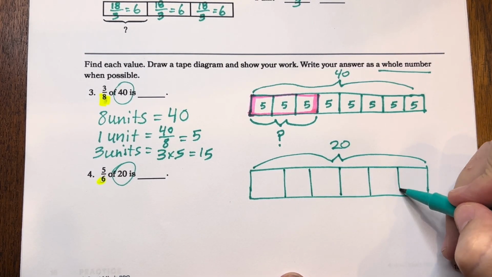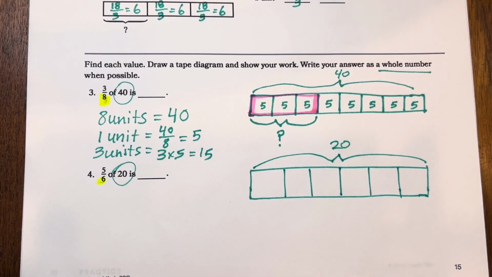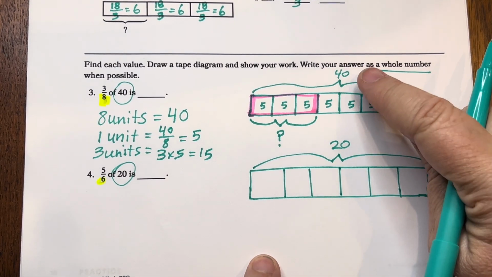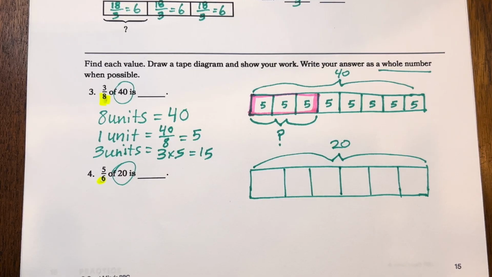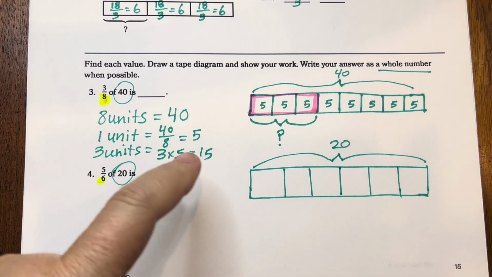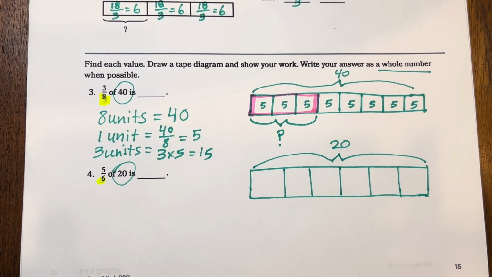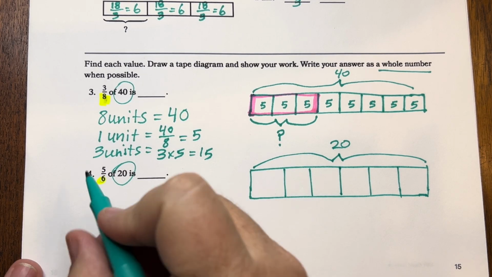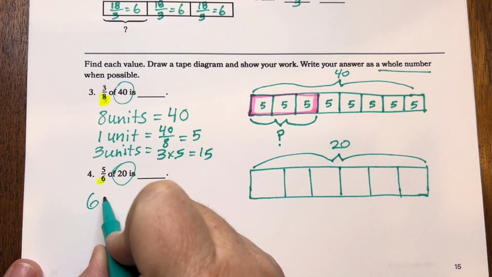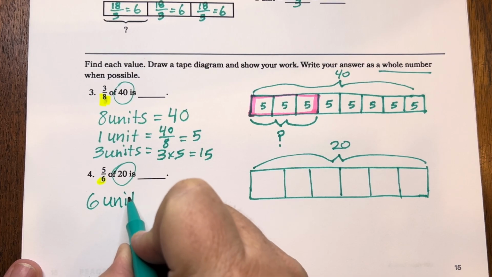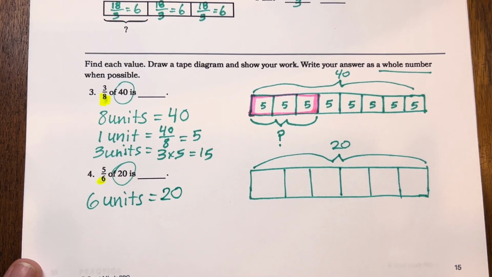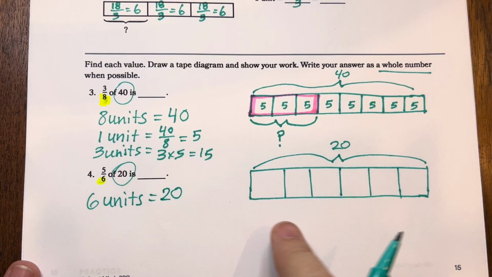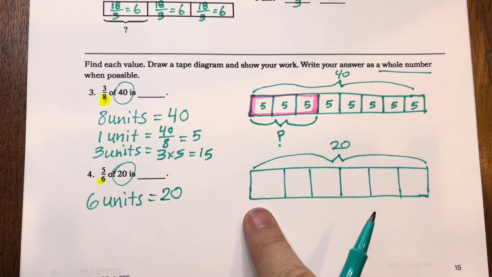side 3. Now, in our last one, it was pretty easy because we said 40 divided by 8. We knew that was a math fact. 40 divided by 8 is 5. But if we look at this one, we have 6 units. That's what we broke it into. And we know that the 6 units equal 20. But now I'm going to think about how much one of those units is.